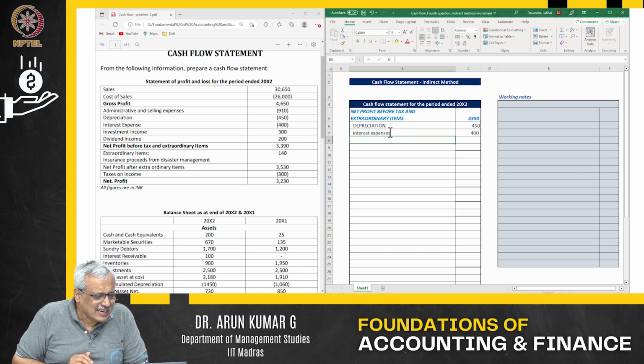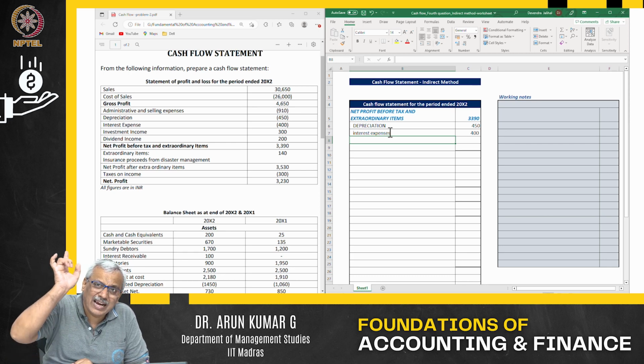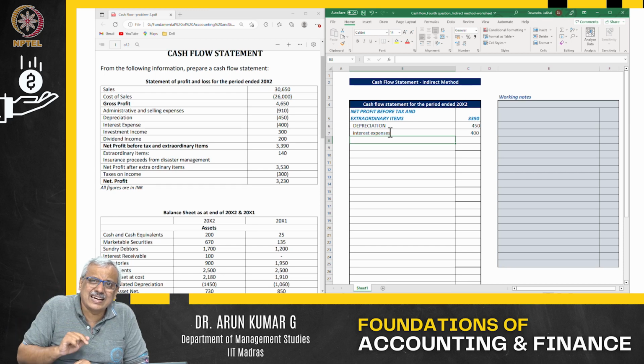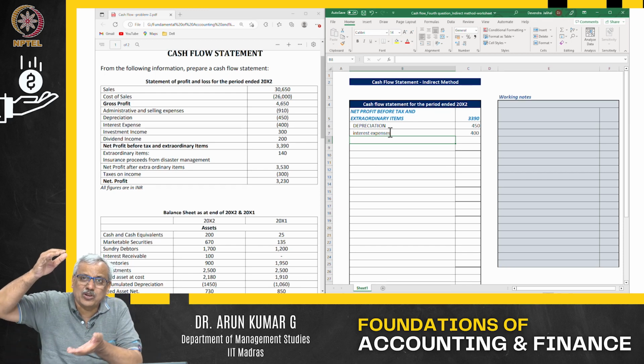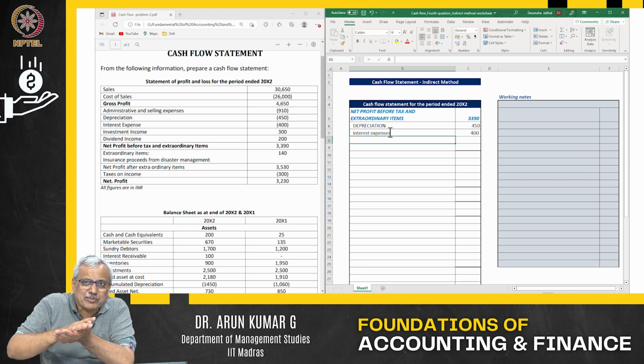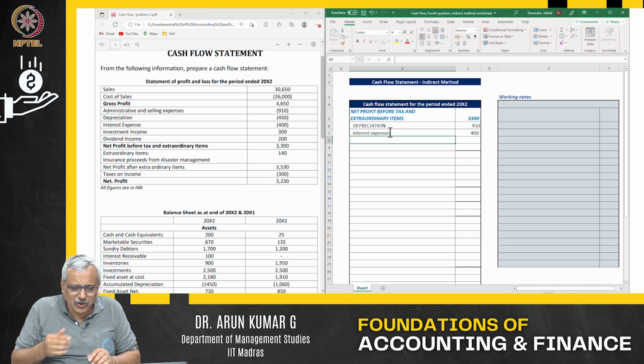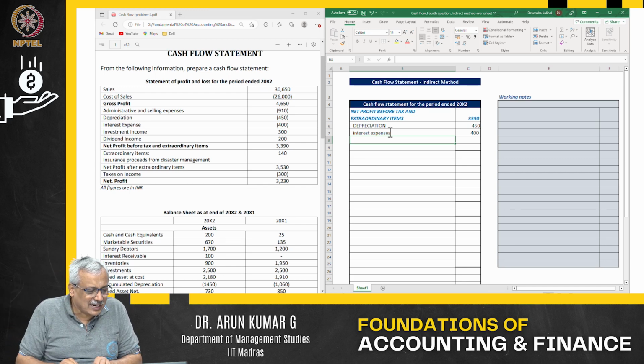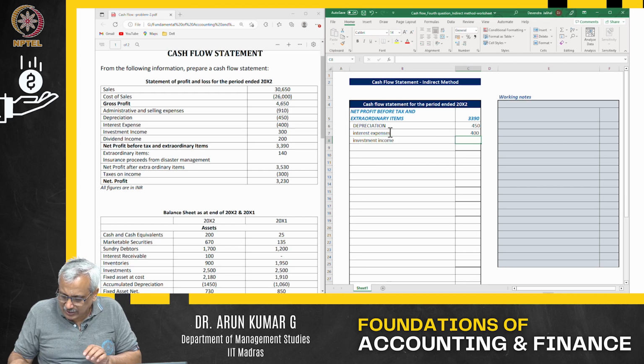Next, there is an investment income which is added, about $300. Investment income comes from cash flow from investing activity, not here. That is an income which is added, so your profit will be bloated by that. I have to reduce my profit, so I am reducing the investment income, which is $300.